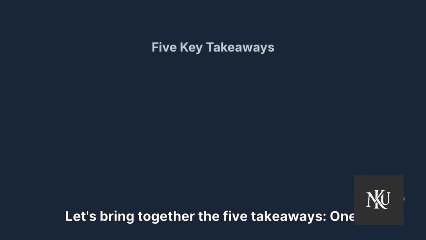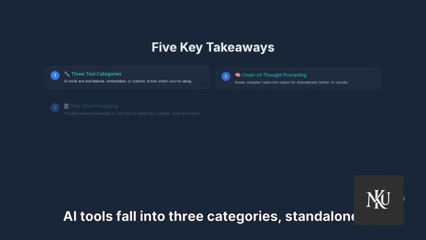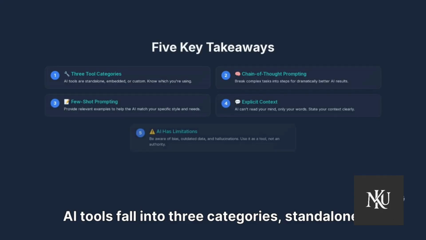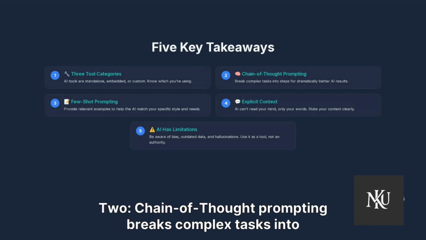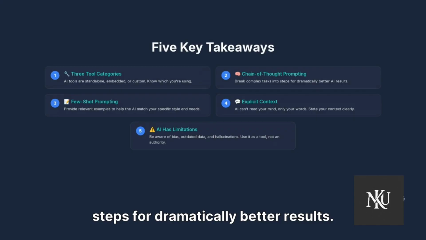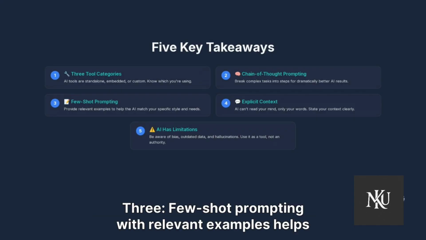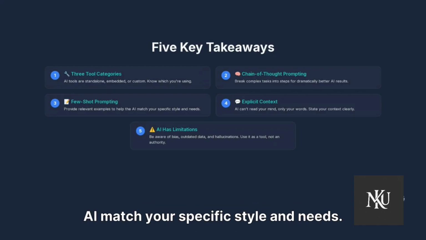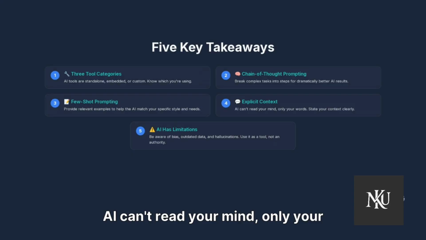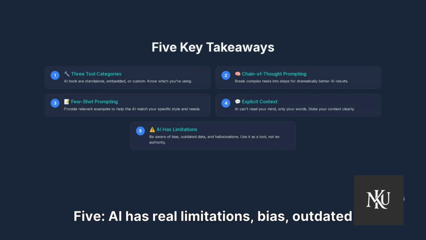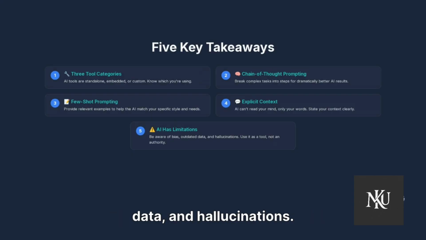Let's bring together the 5 takeaways. 1. AI tools fall into 3 categories: standalone, embedded, and custom-built. Know which you're using. 2. Chain of thought prompting breaks complex tasks into steps for dramatically better results. 3. Few-shot prompting with relevant examples helps AI match your specific style and needs. 4. Implicit context must be made explicit. AI can't read your mind, only your words. 5. AI has real limitations, bias, outdated data, and hallucinations. Use it as a tool, not an authority.